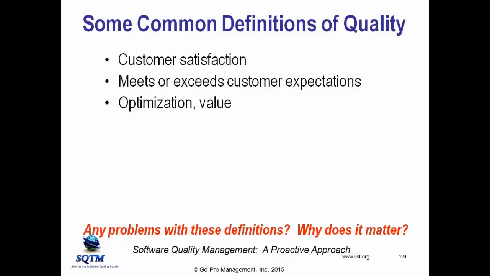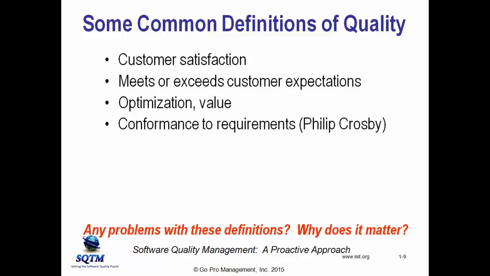Value is related to quality because quality presumably provides value. But the value that's provided is not the quality. It's a consequence of quality. Okay? Related but not an accurate definition.